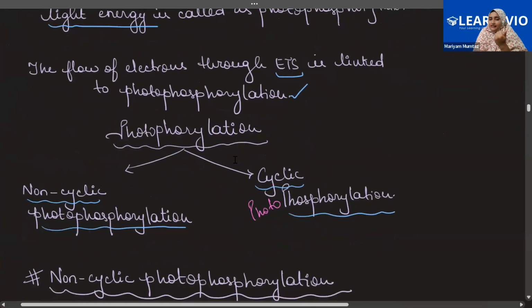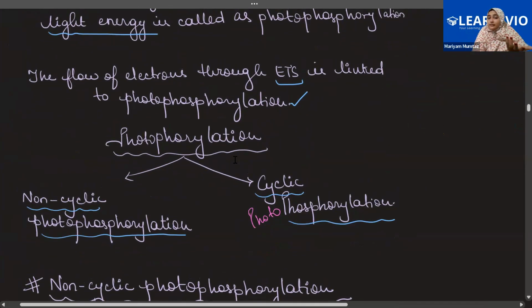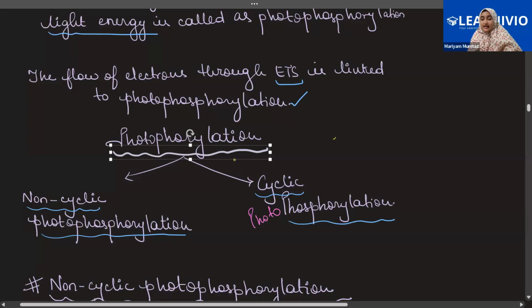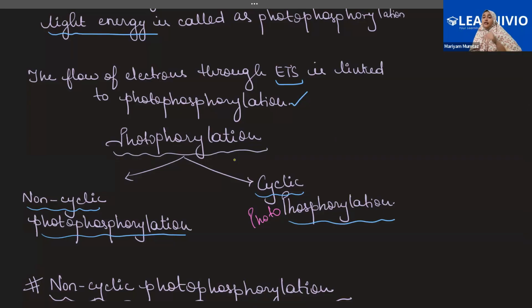Now, the ETS, that is electron transport system, and the photophosphorylation are very linked because while the ATP is being synthesized, at that point of time, electrons are also being released. So, from the photophosphorylation side, the electron can move towards the ETS. That is why they are very linked together.